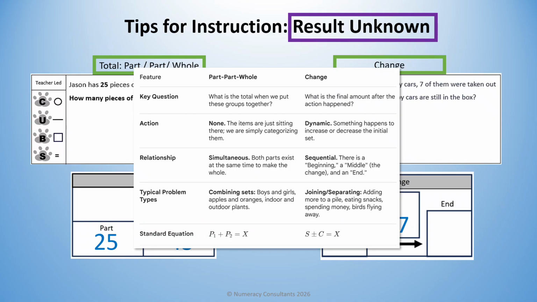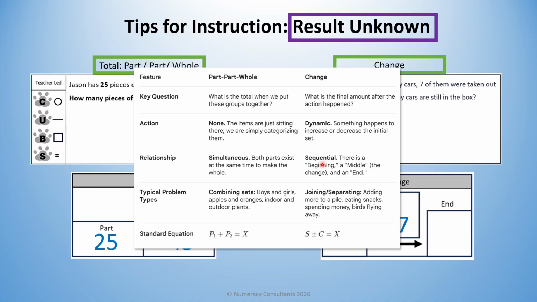Here are some tips that will help you understand the difference between part-whole and change when you're teaching result unknown. The key question is, what is the total when we put these groups together? What is the final amount after the action? Even though both could be addition problems, what's actually happening is different. In part-whole, the parts are just sitting there. We are simply categorizing them. There is no action. In change, the dynamic is that something happens to increase or decrease the set. In part-whole, the relationship is that both parts exist at the same time to make the whole.